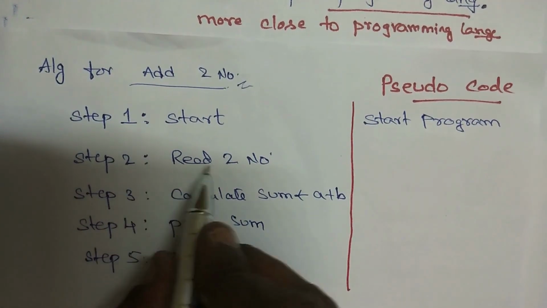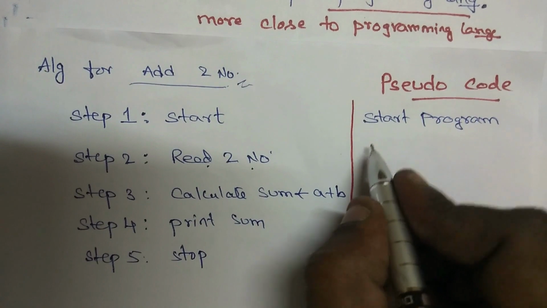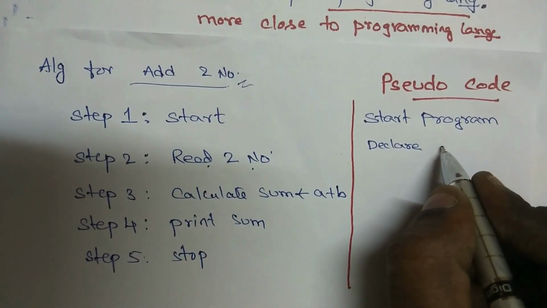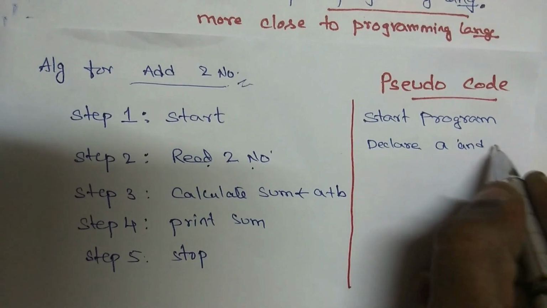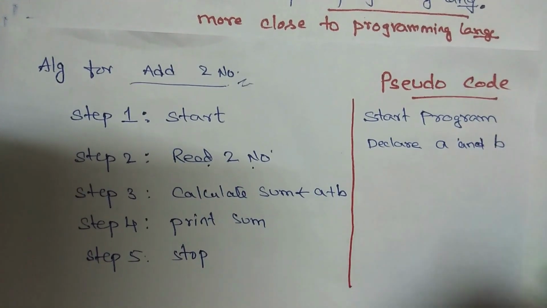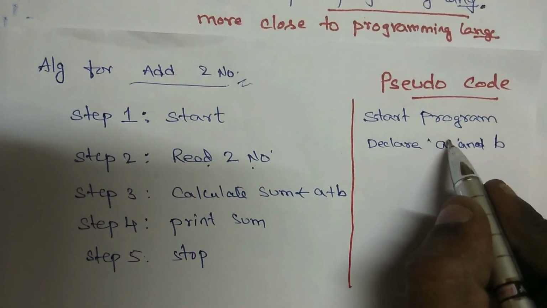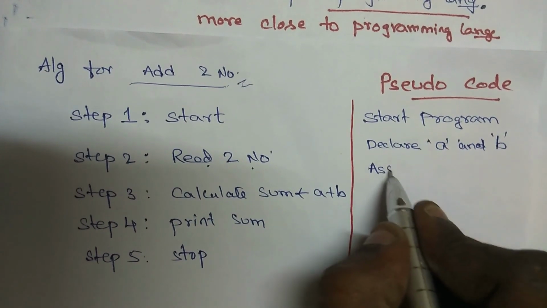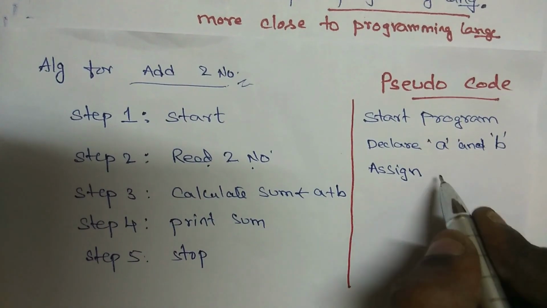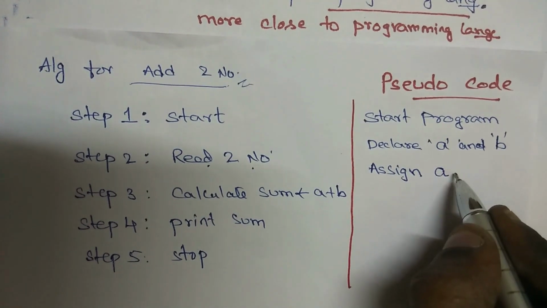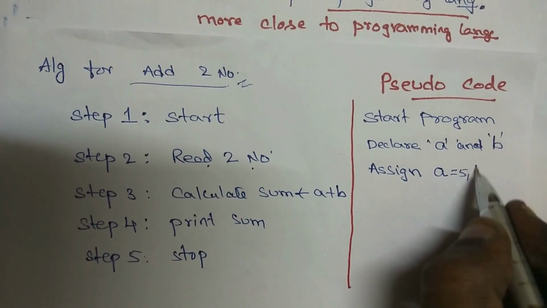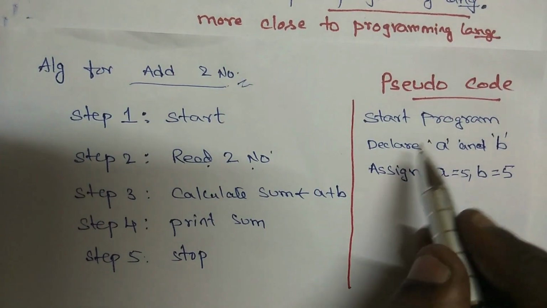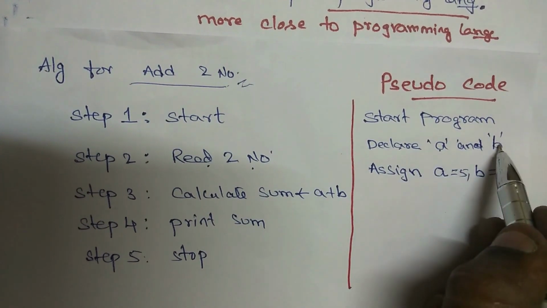After starting, we have to read two numbers. If you want to read the two numbers, first we declare A and B. That means you declare the two variables, A and B. After that you have to assign a value to A, suppose 5, and a value to B, suppose 5. Here you have to declare the variables A and B.